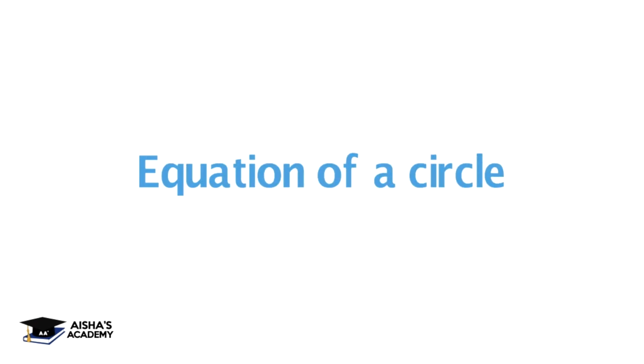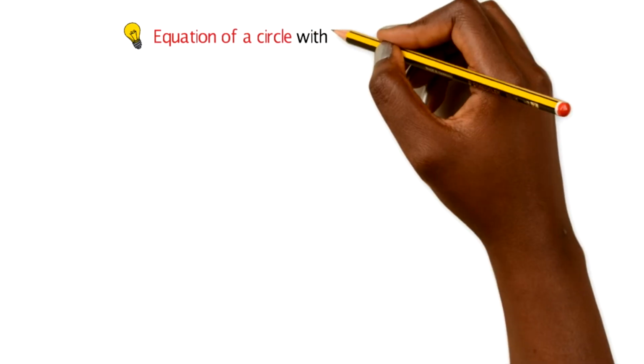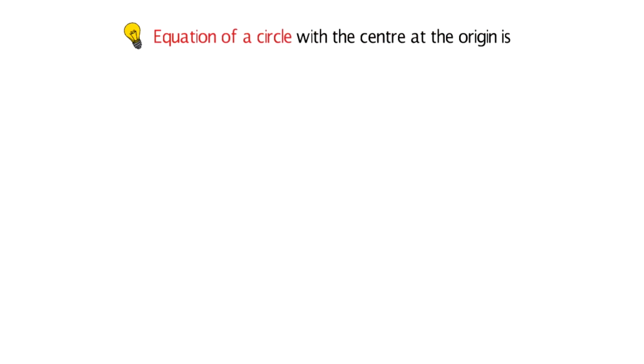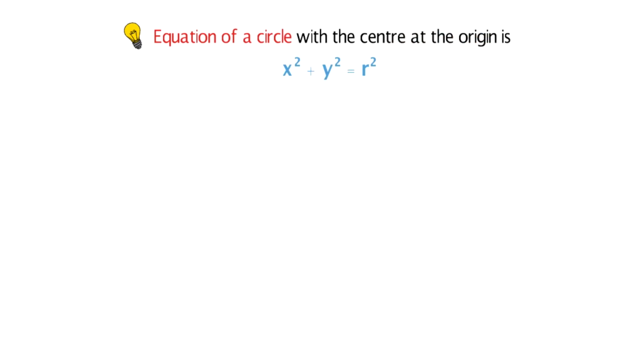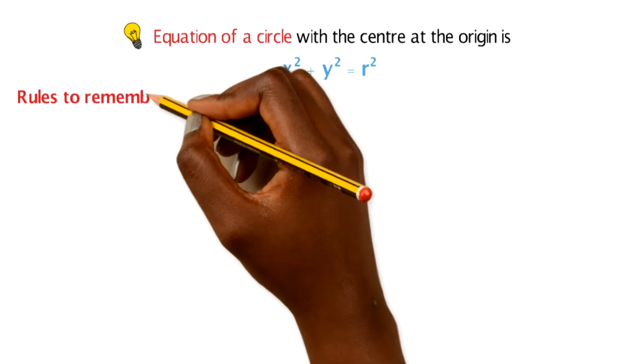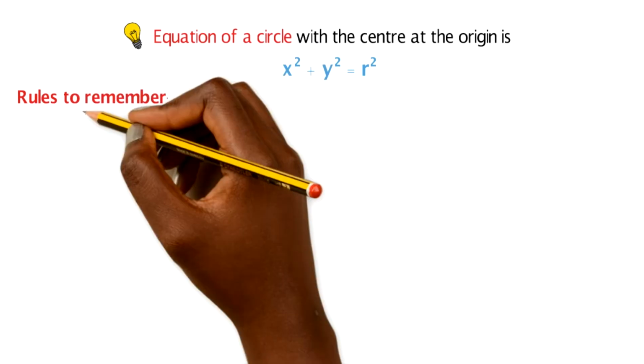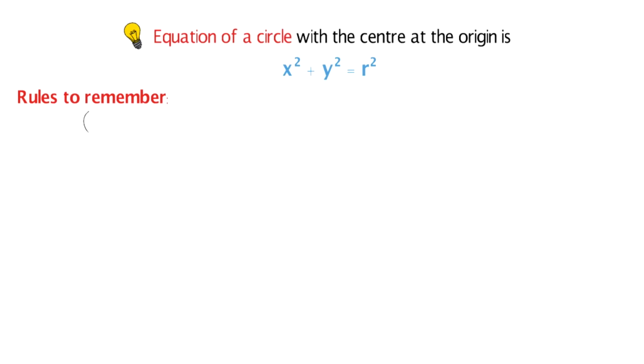In today's video, we're going through the equation of a circle, as requested. When the center is at the origin, the formula is x squared plus y squared is equal to r squared. If the center is not at the origin, then the x and y values tend to be added or taken away from certain numbers. So there is a rule to remember.